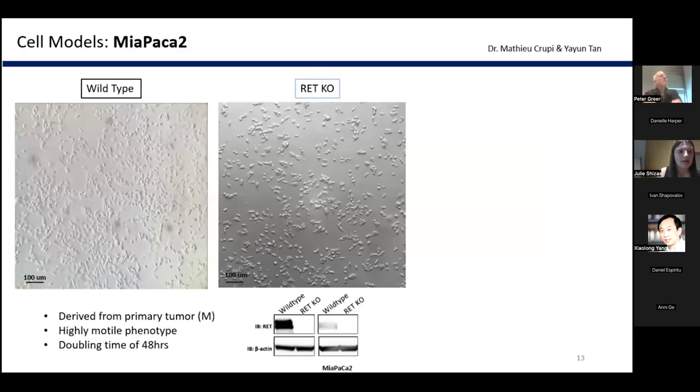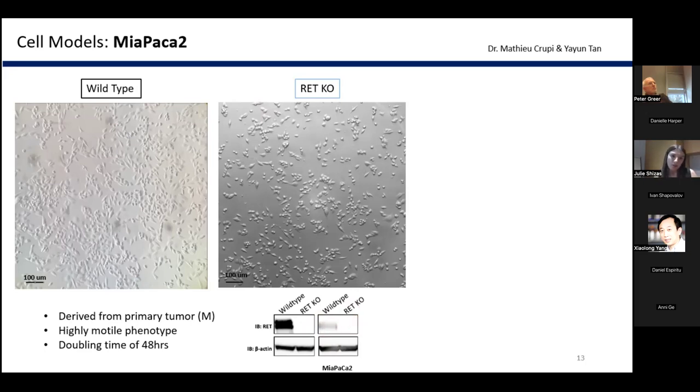The first PDAC cell model is called MIA-PaCa2 cells. On the left here, we have the wild type cells, and in the middle, we have a RET knockout generated using CRISPR-Cas9 technology by Dr. Matthew Krupe. These cells are derived from a primary tumor, specifically an older adult male. They have a highly motile phenotype and a doubling time of around 48 hours. The reason we use this PDAC cell line is because it endogenously expresses RET. So we can see here the wild type has RET expression, while the RET knockout does not.